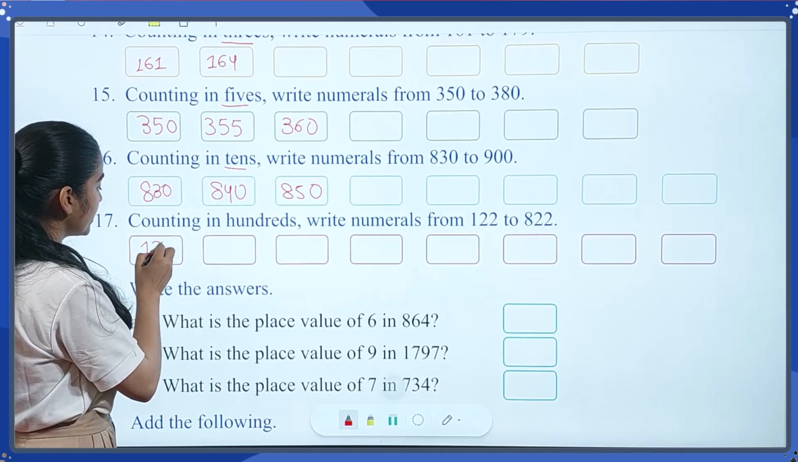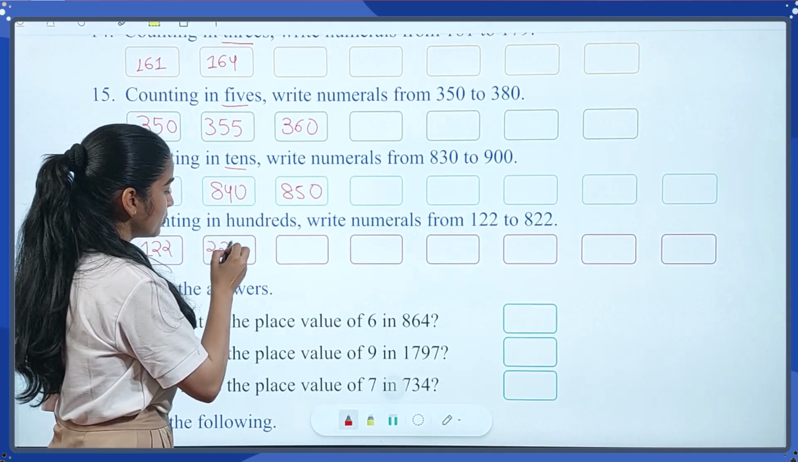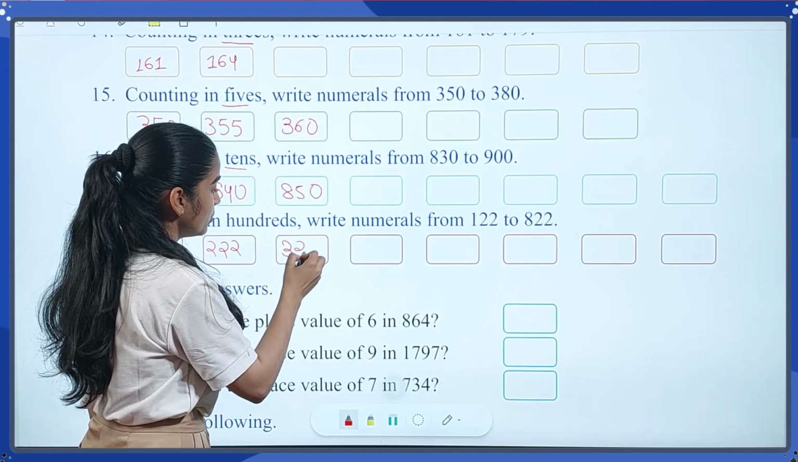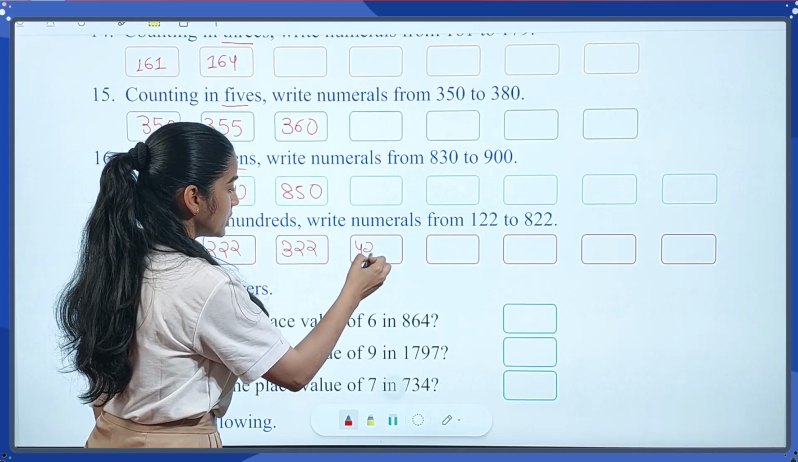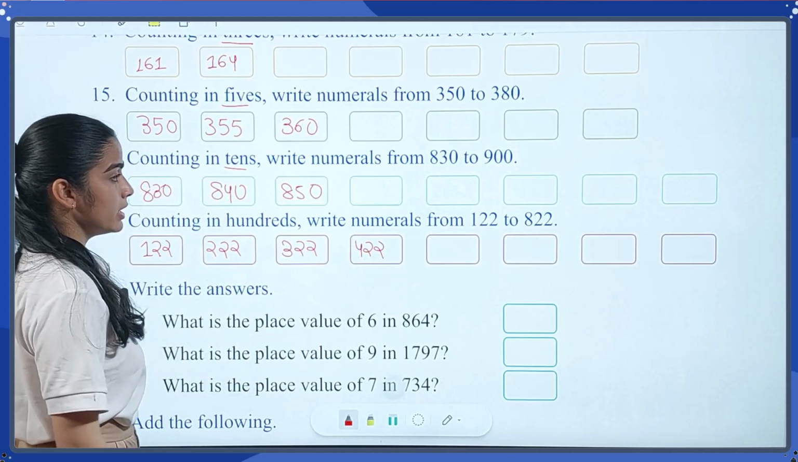So 122, 222, 322, 422. In the same pattern you have to complete these boxes.